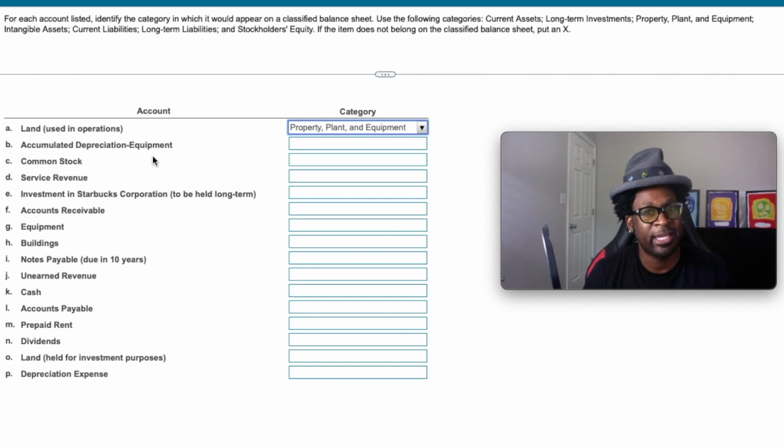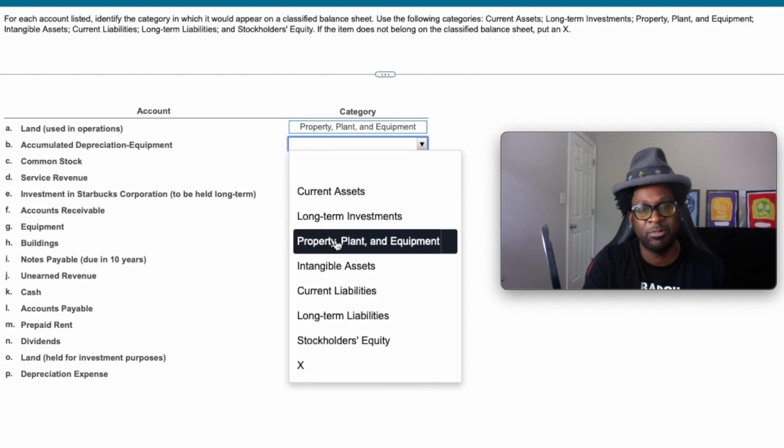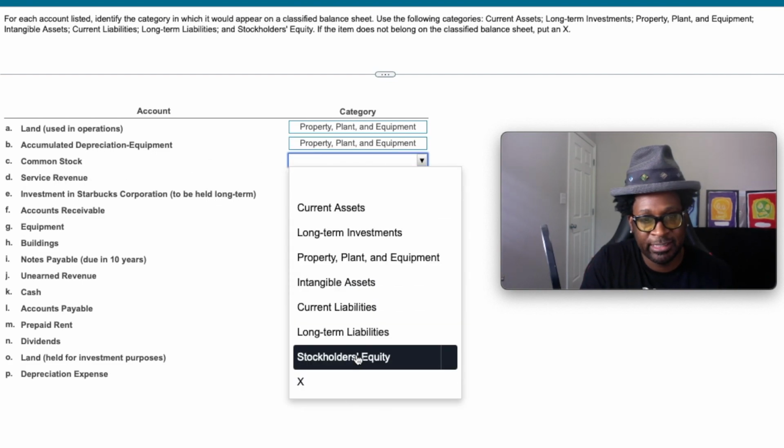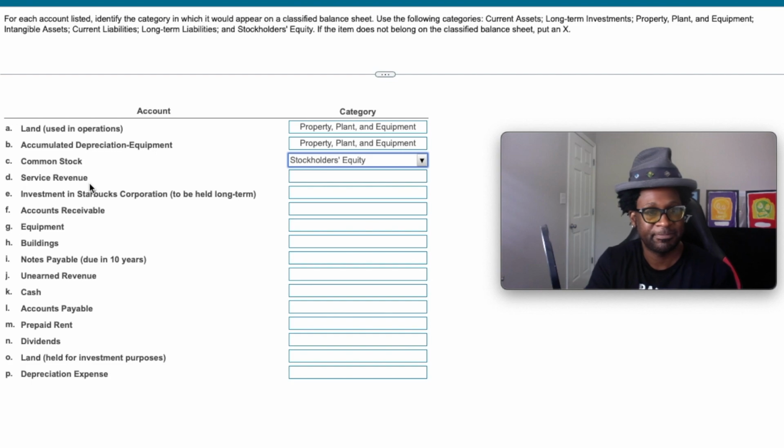Next, accumulated depreciation, equipment. Well, we know, gang, that accumulated depreciation is a contra account to whatever asset is being depreciated. And we know that we only depreciate long-term PP&E accounts. Therefore, since this is a contra account, this is going to be considered a property, plant, and equipment account as well. Next, common stock. We already know that, gang. Common stock is a part of stockholders' equity. So we're going to put it in the stockholders' equity category.